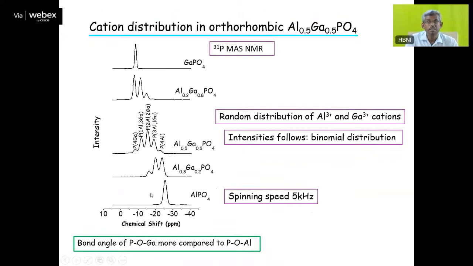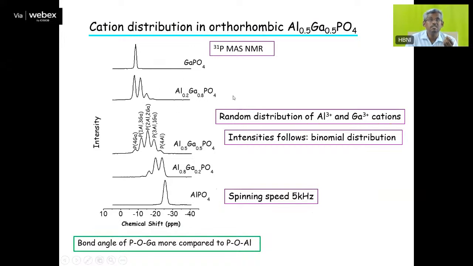Again I am repeating the same thing. If you take phosphorus NMR of aluminium phosphate, we get a peak around minus 28 or minus 26 ppm. The moment you have gallium phosphate, we see a peak around minus 10 ppm. Now if you make aluminium gallium phosphate, where part of the gallium is replaced with a small amount of aluminium, here I have replaced it with 0.2 aluminium and 0.8 gallium. So this total is 1.